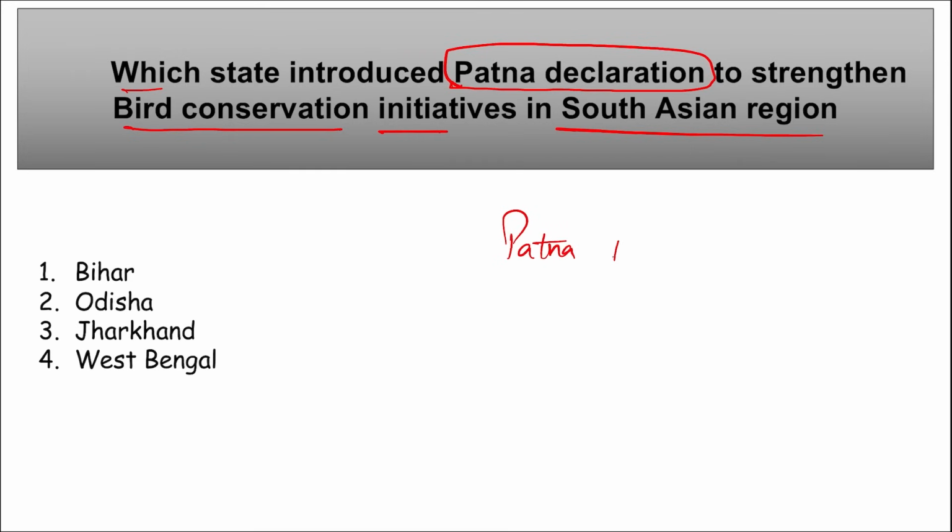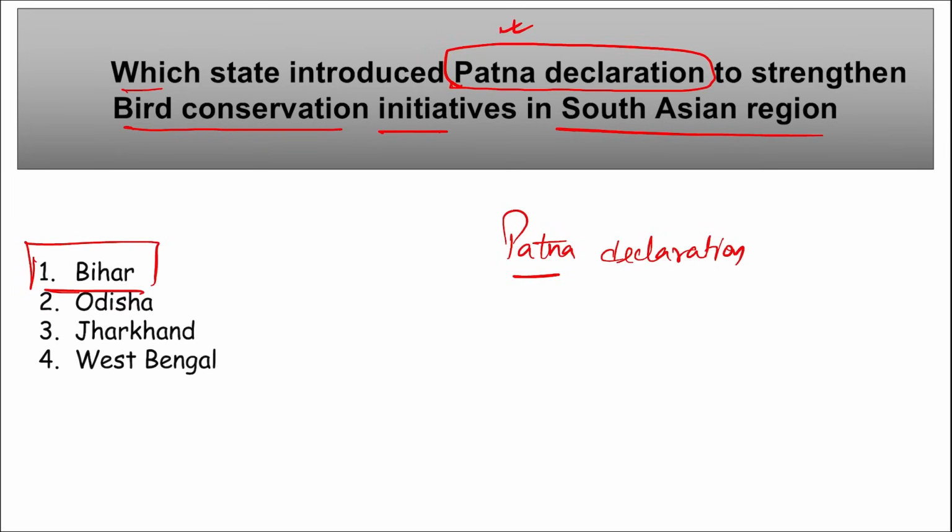Right, so Patna Declaration was launched by the Bihar government, and it is to strengthen bird conservation initiatives and address the challenges that are posed by illegal hunting in the South Asian region. Right, here Patna Declaration aims to increase the collaboration between various countries along with various organizations in bird conservation activities, and also to curb the illegal hunting of these wild birds. So this Patna Declaration in order to conserve birds in the South Asian region was launched by the Bihar government.